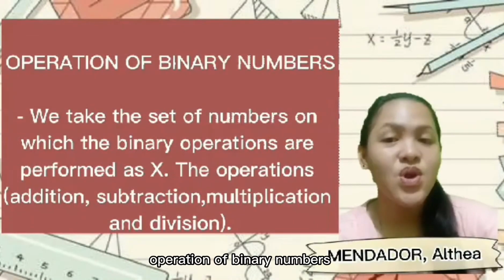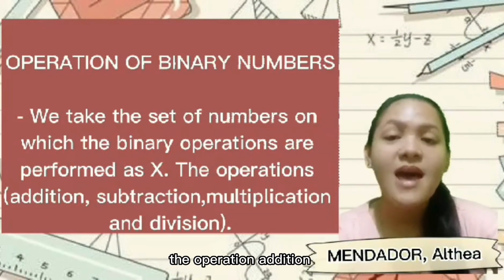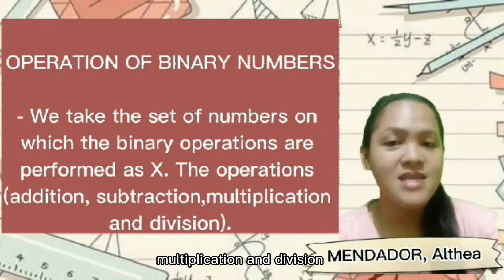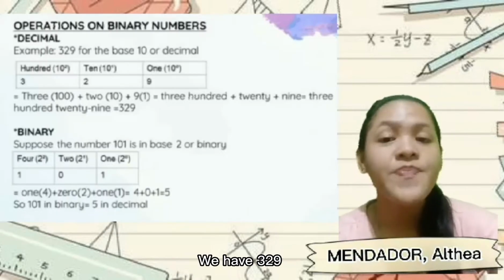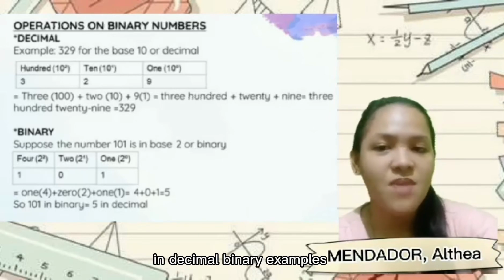Operation of binary numbers. We take the set of numbers on which the binary operations are performed as x. The operations are addition, subtraction, multiplication, and division. In decimal examples, we have 329 from the base 10 or decimal. We have the total 329 in decimal.